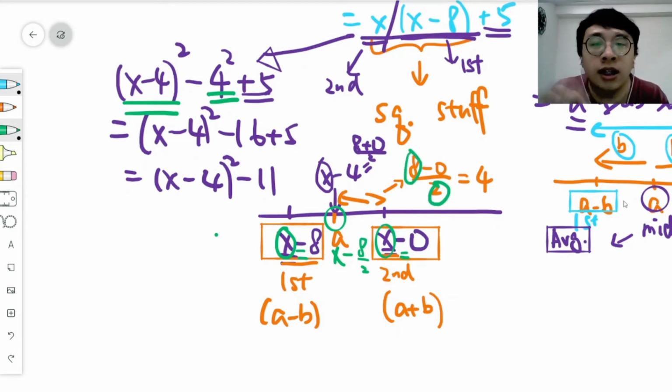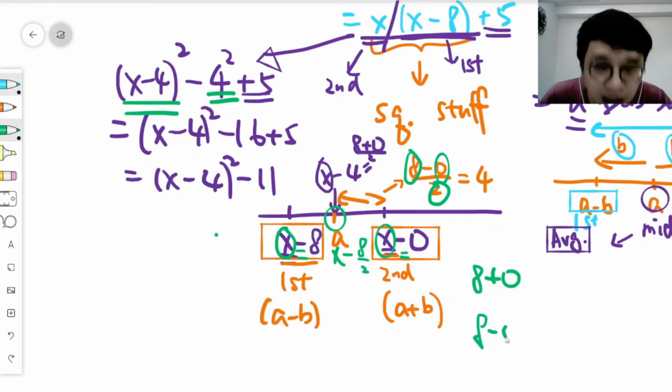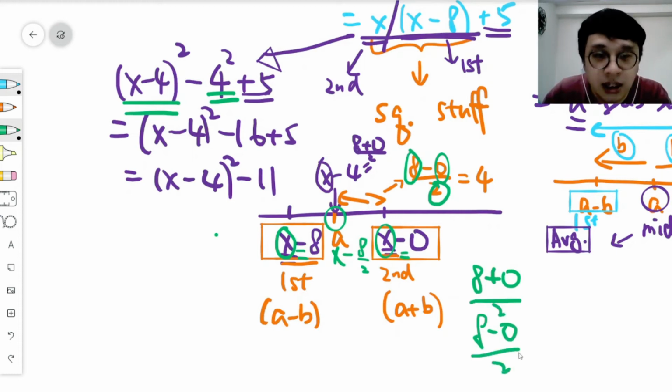Why is it so? Why is there a coincidence? It's because there's a 0 here. No matter whether you are doing the average, 8 plus 0 over 2, or you get the distance, 8 minus 0 over 2, no matter whether you are doing 8 plus 0 or 8 minus 0, you do nothing to the 8. So we get the same number.